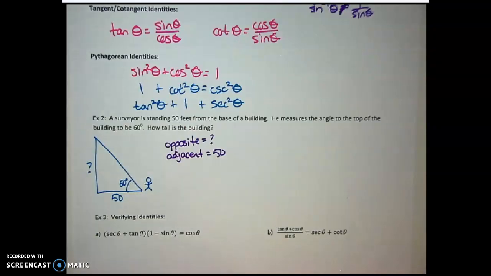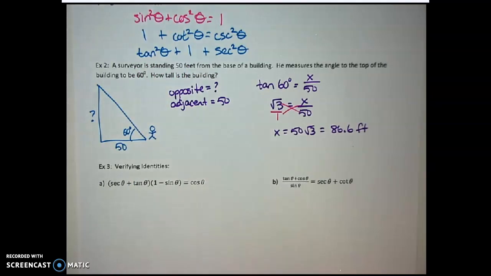All right, so here we go. Here's our surveyor standing 50 feet from the base of the building, and he measures the top of the building to be a 60-degree angle. So we need to find out how tall the building is. Well, that's the opposite side from the 60-degree angle, and the 50 is the adjacent side. So I would like you to try to pause the video and set up a trig equation, what trig function uses the opposite and adjacent, and solve that trig function.